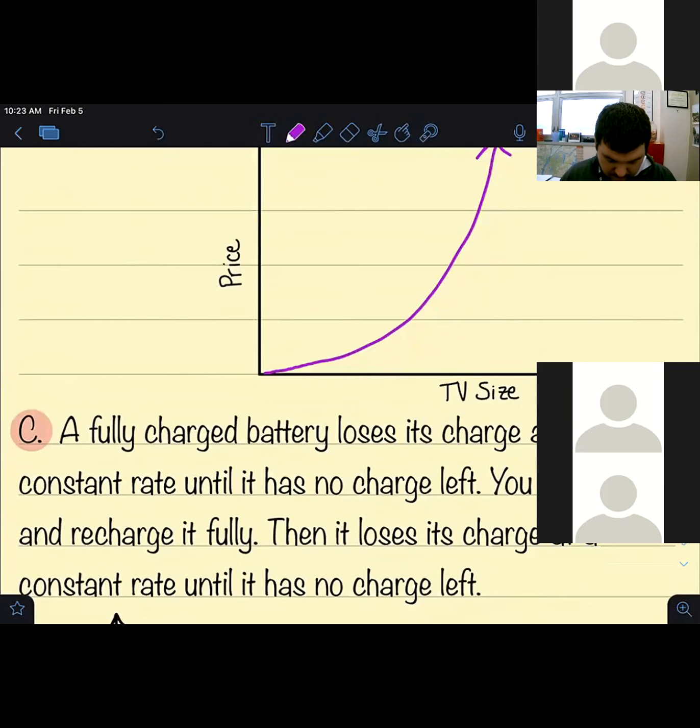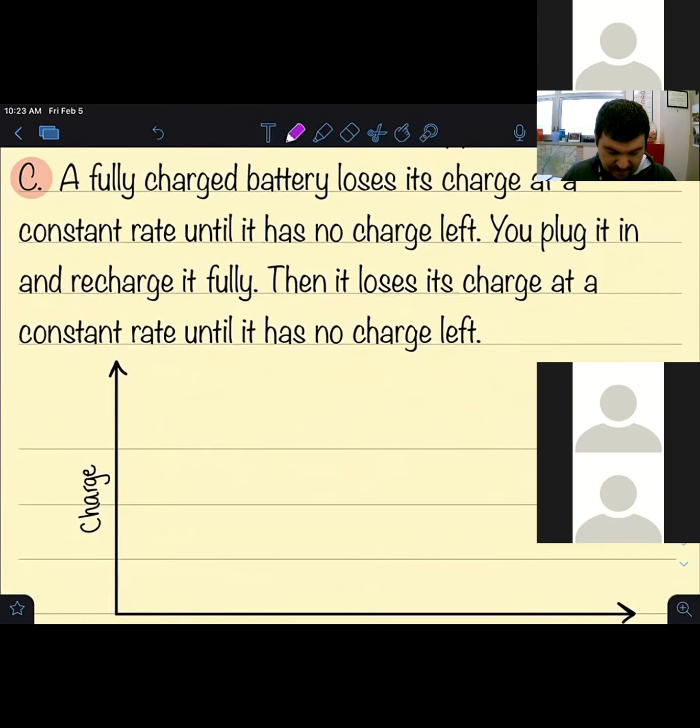The next one, example C, a fully charged battery loses its charge at a constant rate until it has no charge left. You plug it in and recharge it fully. Then it loses its charge at a constant rate until it has no charge left again. Okay. So I didn't see anything in this story that made me think that it was going to be linear or non-linear. Everything in this looks like it's going to be linear.